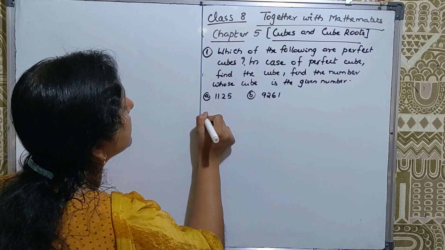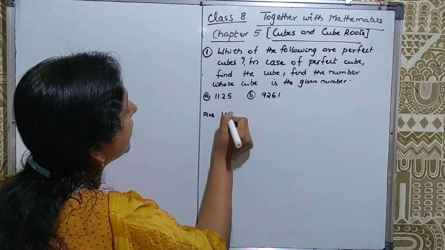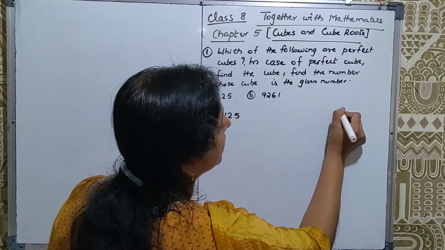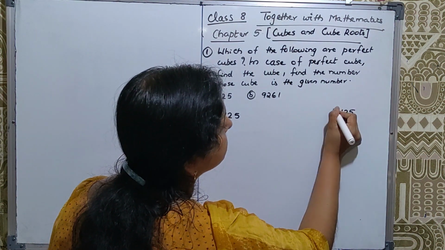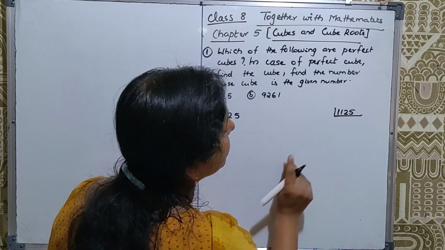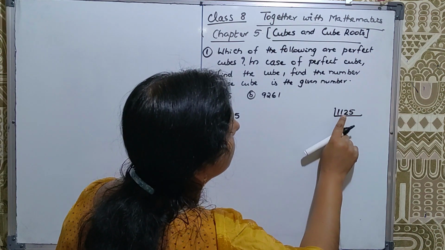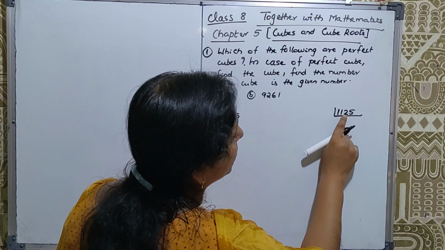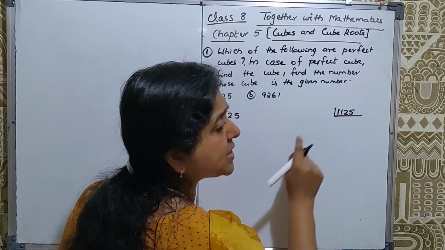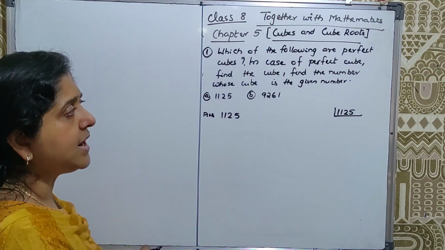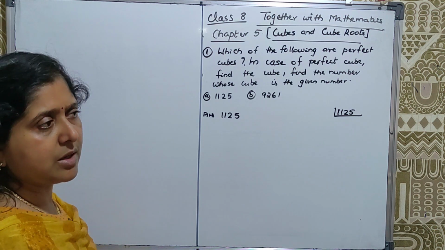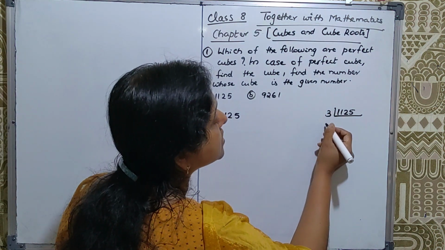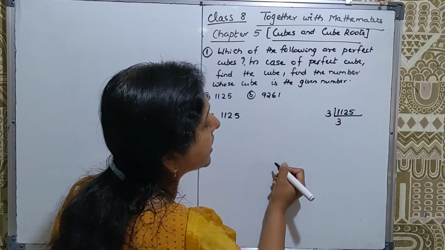1125. In the answer, we'll do the prime factorization of 1125. First check divisibility by 3: 2 plus 1 plus 1 is 4, 4 plus 5 is 9. 9 is divisible by 3, so we can divide by 3. 3 threes are 9.